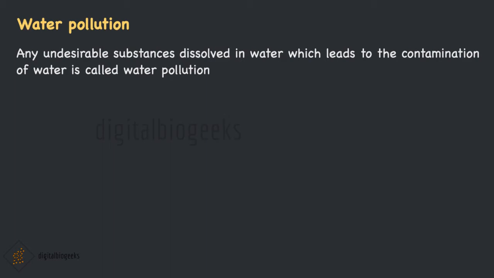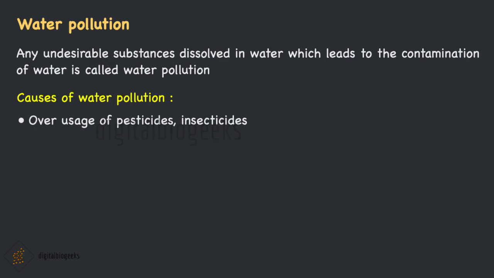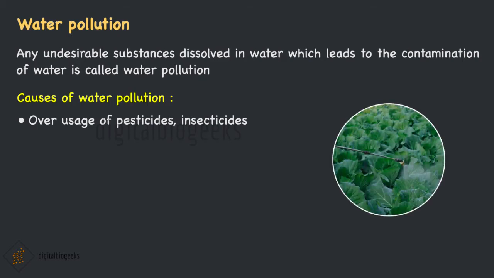Let's learn the causes of water pollution. We use pesticides and insecticides in the farm. When these chemicals reach the water bodies due to the surface runoff after rain, that adversely affects the aquatic life forms. Mercury salts are used in paper industries.